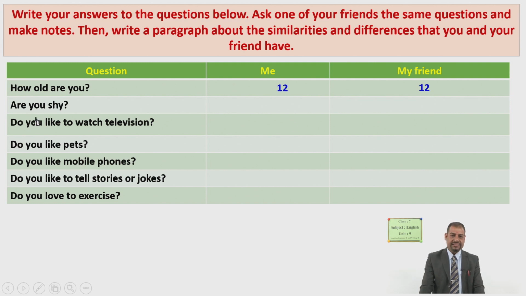Similarity. Now next, are you shy? You can say yes, but your friend can say no. This is the difference, okay? So you have to make comparison. And how do you make comparisons? Writing a paragraph. I want to show you, okay?